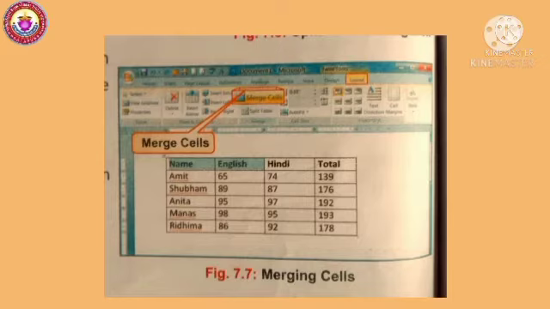Next point, merging cells. Merging cells helps you consolidate data in one cell. To combine data in a single cell, you can use the Merge Cells option. How to use Merge Cells? Select the cells you want to merge. Click on the Layout tab and select the Merge Cells button in the Merge group. The data gets combined in one cell.